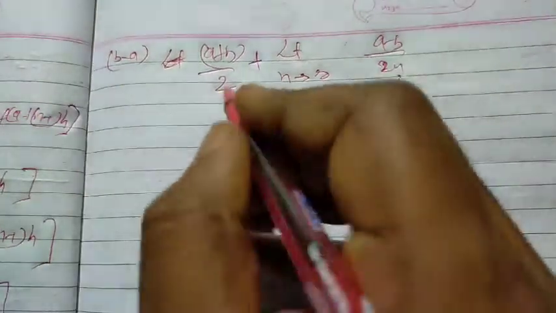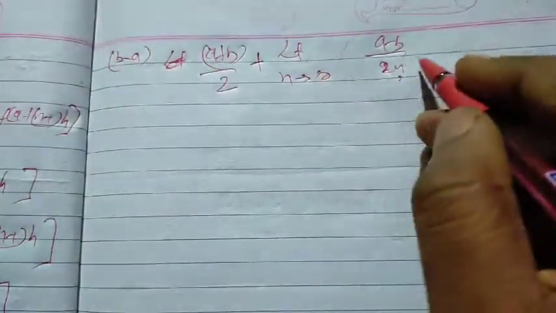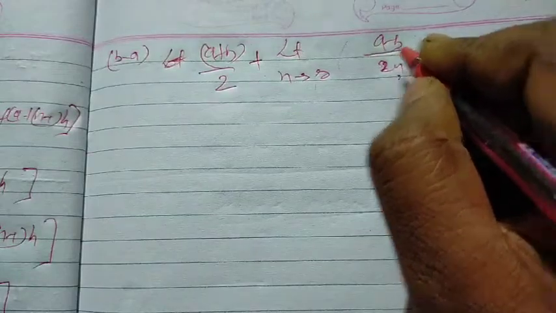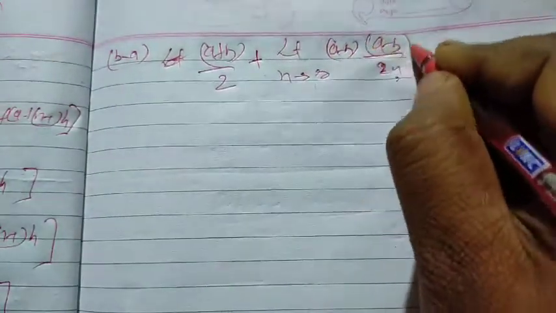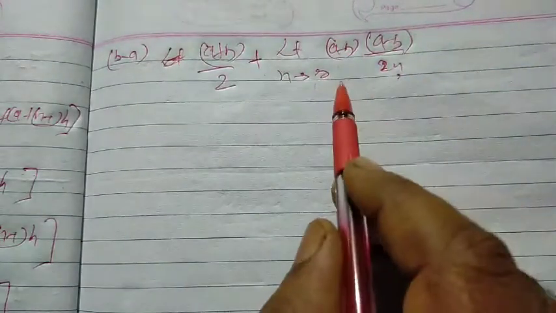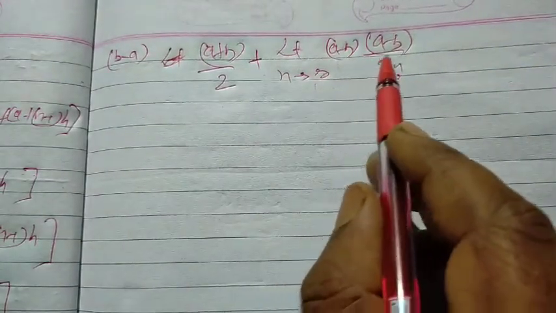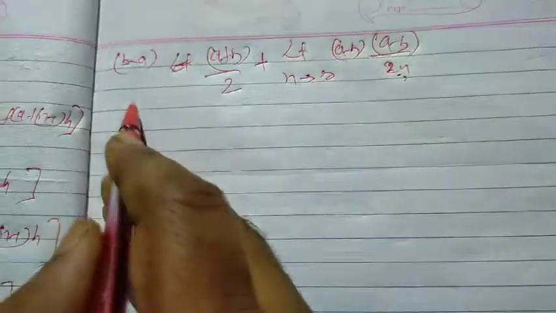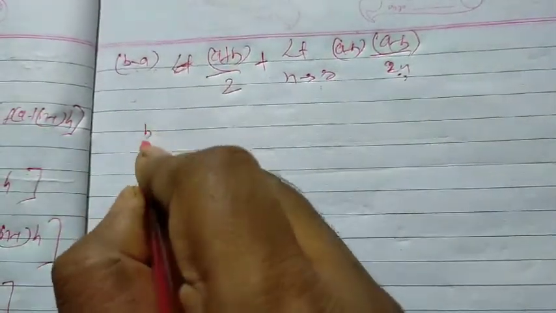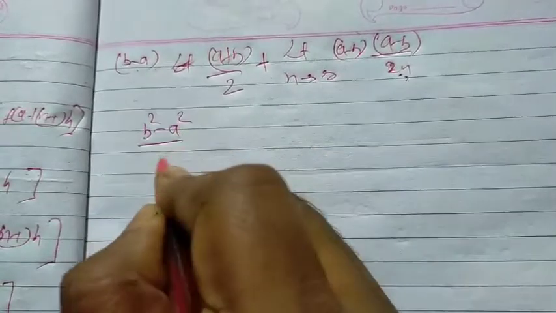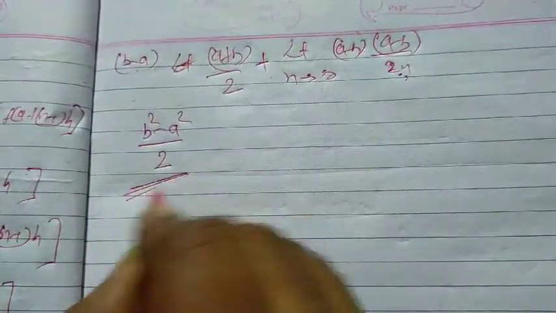Here this term, limit n tends to infinity, a minus b upon 2n. Here n tends to infinity is there, so this will become 0. Okay, so remaining is this much only. So b minus a and a plus b, so this is nothing but b square minus a square upon 2. So this is the answer.